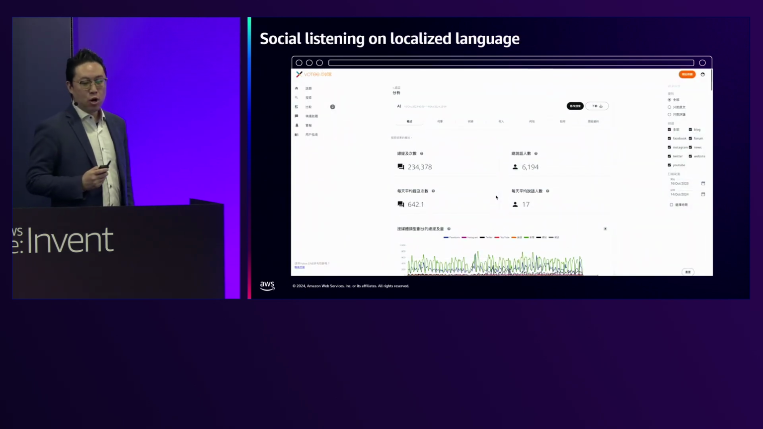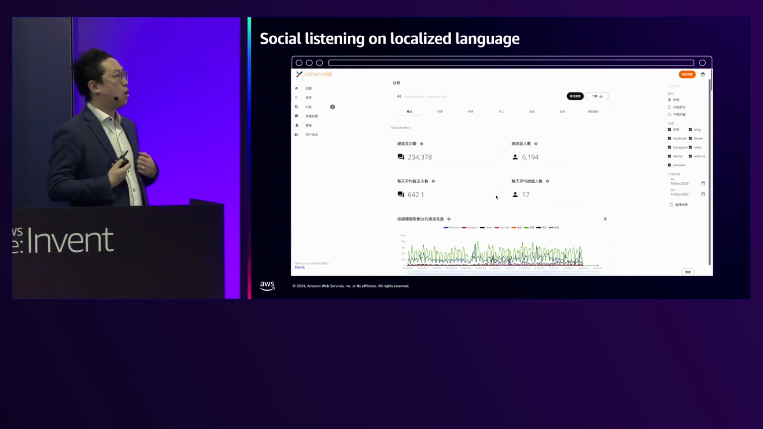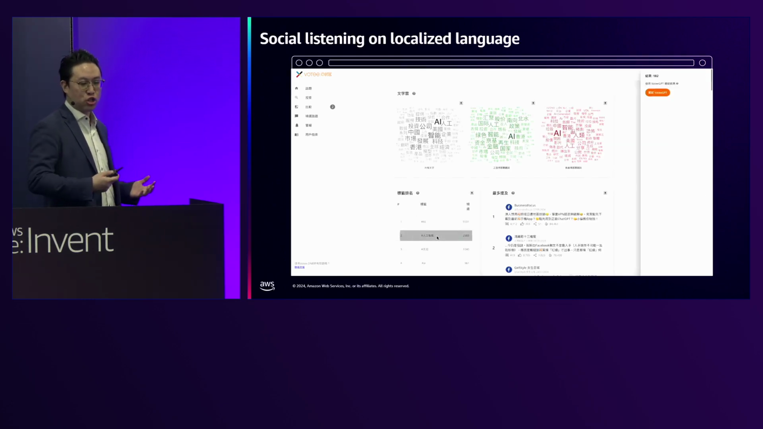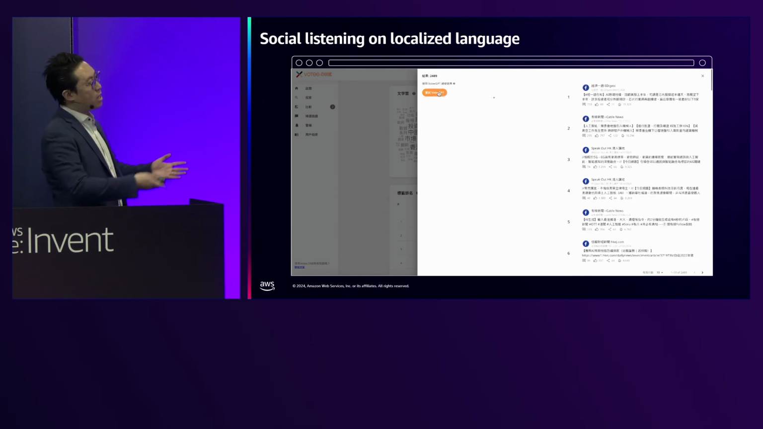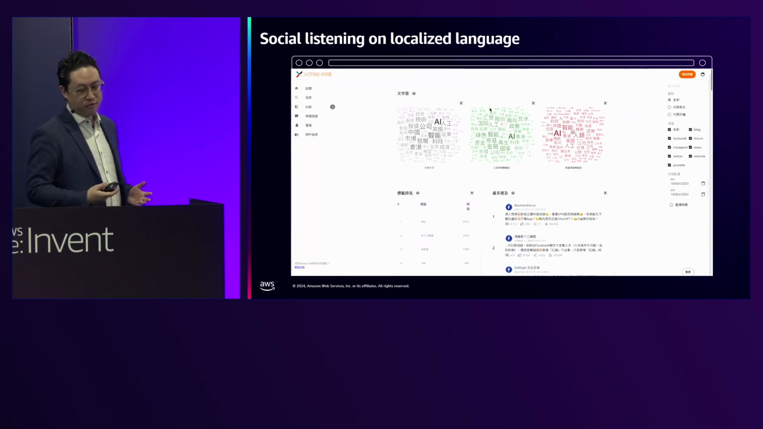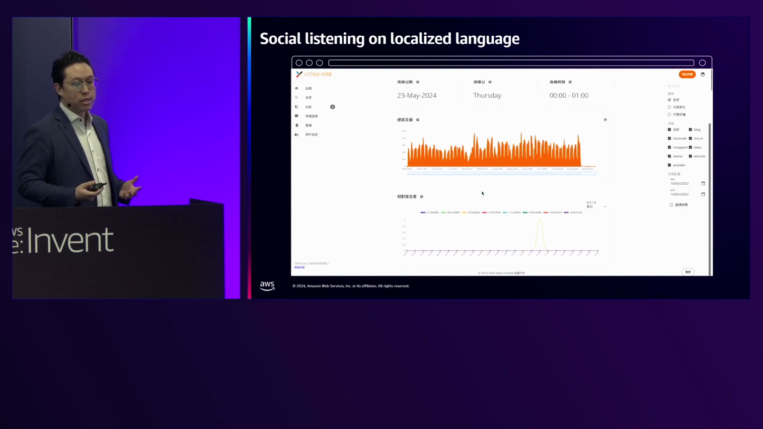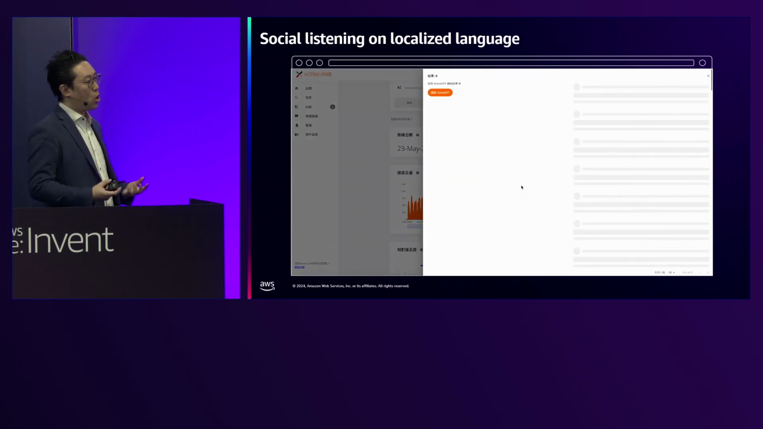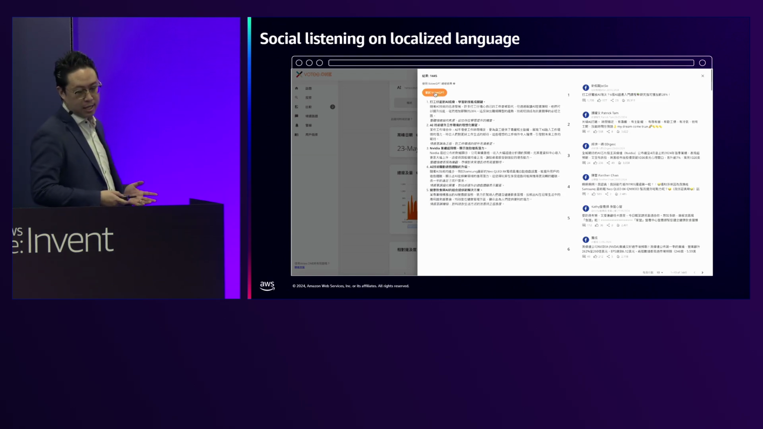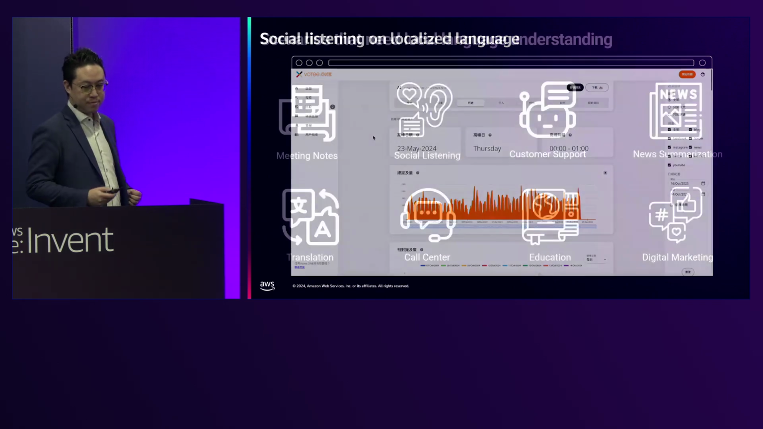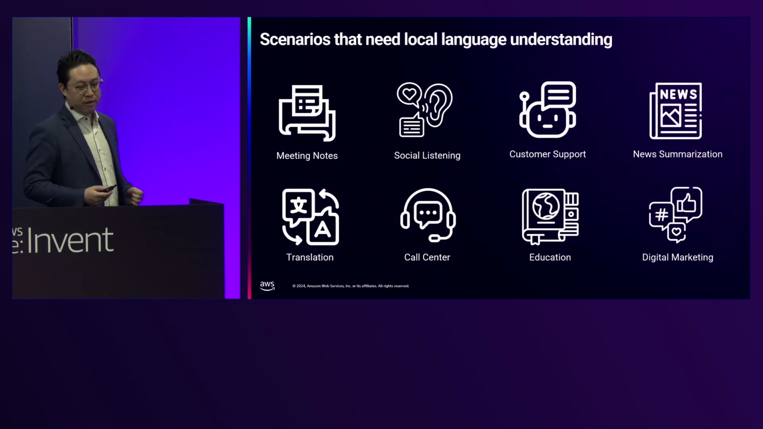Here is another example, which is on our social listening platform, where we gather social media posts and comments from major social media platforms. The contents of the text are usually less formal and may contain internet terms, jargon, and slang, and we use our models to help read through the posts and summarize them into key highlights with fine-grained sentiment analysis. This opens up different scenarios that need local language understanding among different industries.